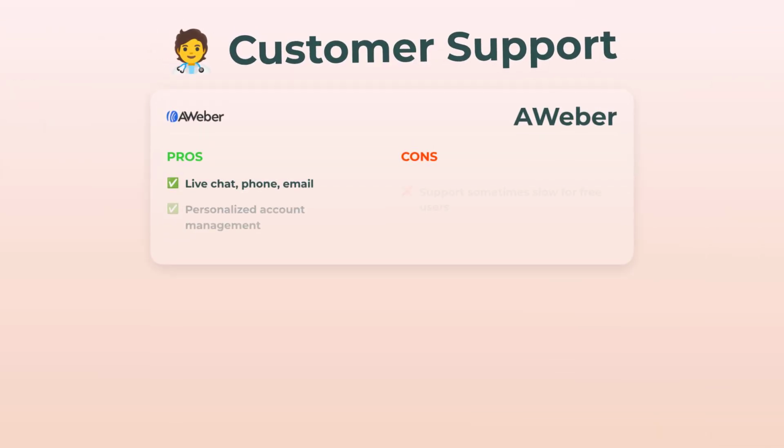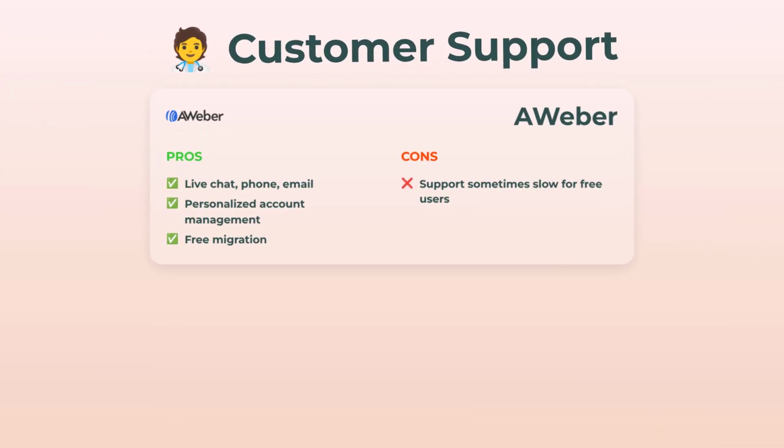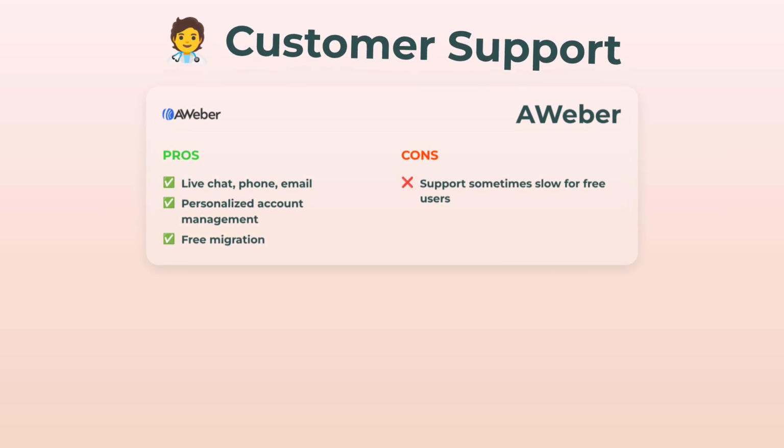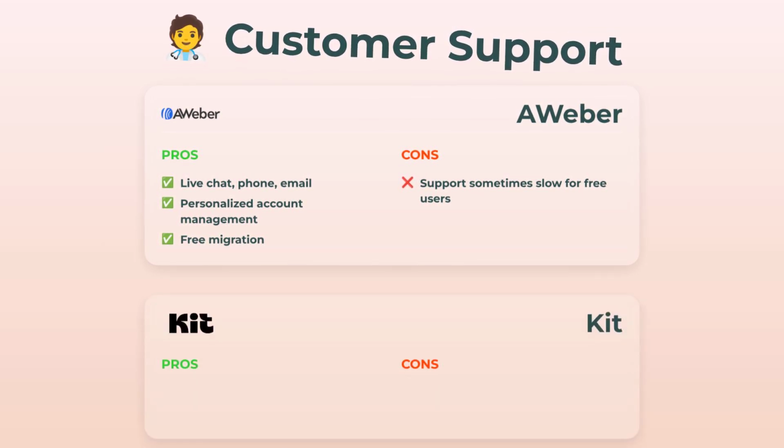Last category, customer support. AWeber really shines here, offering live chat, phone, and email support. Plus, you can get a dedicated account manager if you want. They'll even migrate your email lists for free. The downside is, if you're on the free plan, things might move a bit slow.